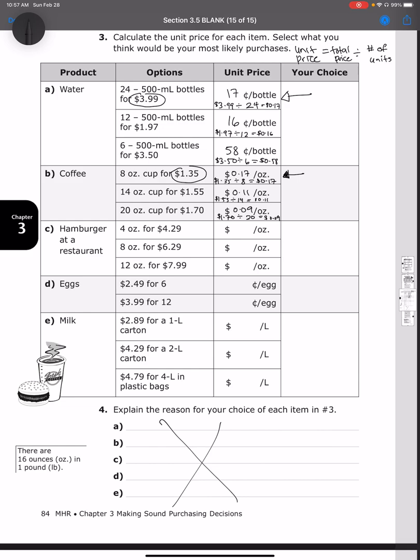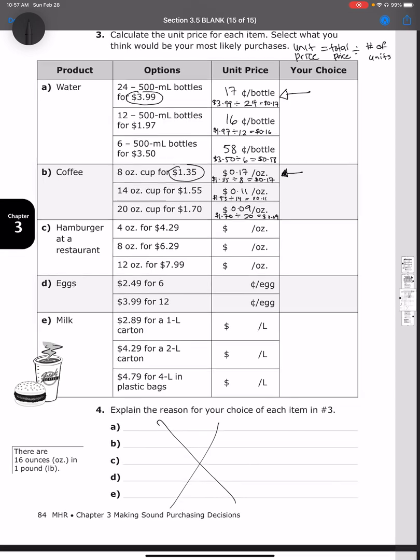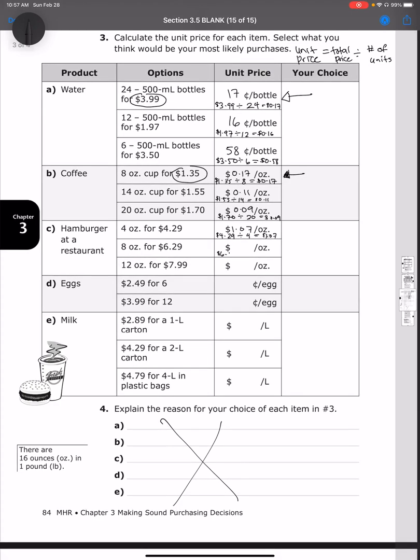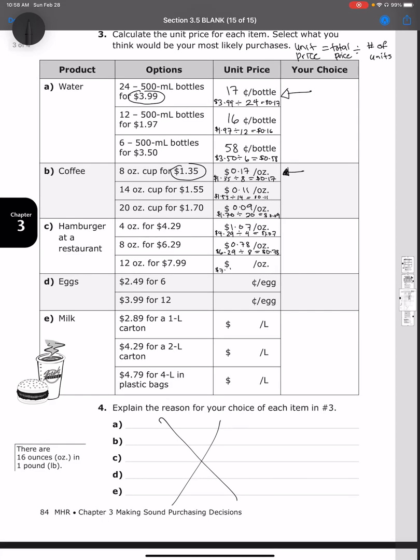Okay, hamburgers at a restaurant. So 4 ounces for $4.29. So again, total price $4.29 divided by the number of units, which is 4 ounces. That's $1.07 per ounce. 8 ounces for $6.29. So $6.29 divided by 8. That would be 78 cents or $0.78 per ounce. And 12 ounces for $7.99. So $7.99 divided by 12, that is 67 cents or $0.67.